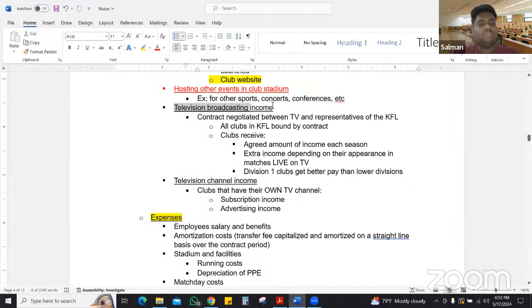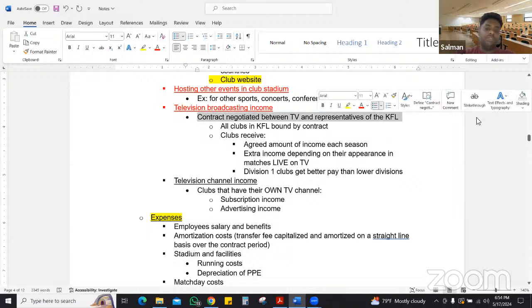Next is television broadcasting income. We discussed earlier, when the TV broadcasts a match, the club also earns money. How does this happen? There's a contract negotiated between the TV and the representatives of the Thailand Football League. In this contract, the TV channel gets the rights to show the competition. We have also experienced this, but we have never thought about it, right?